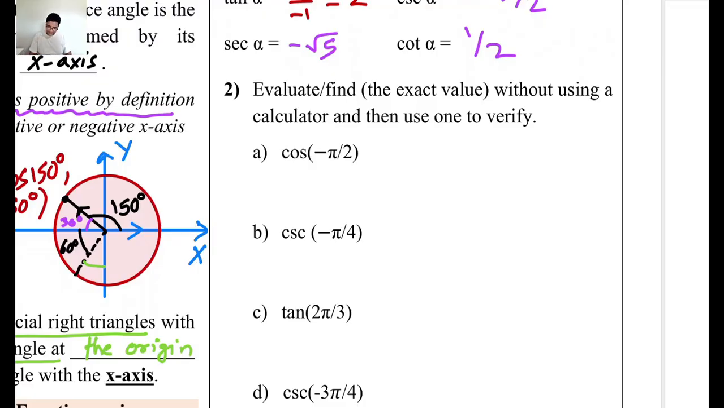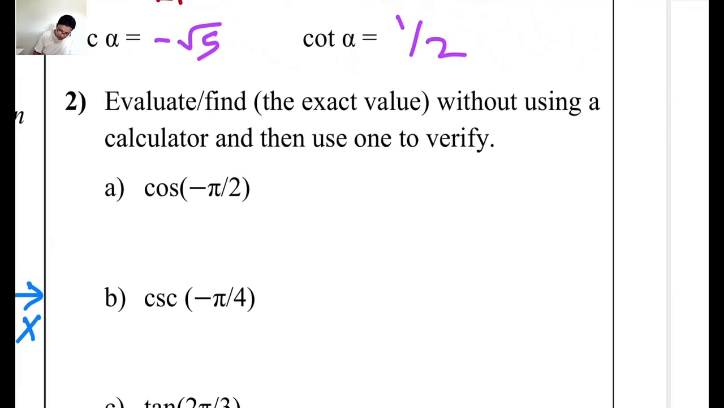Evaluate or find the exact value without using a calculator and then use the calculator to verify. So this is a good exercise for you. Draw the unit circle, look at the coordinates, and try to determine these values. And then take your calculator, punch in. I will talk about how to do that on a calculator in a second, and then verify. So let me first show you without using a calculator. For example, cos negative pi over 2.